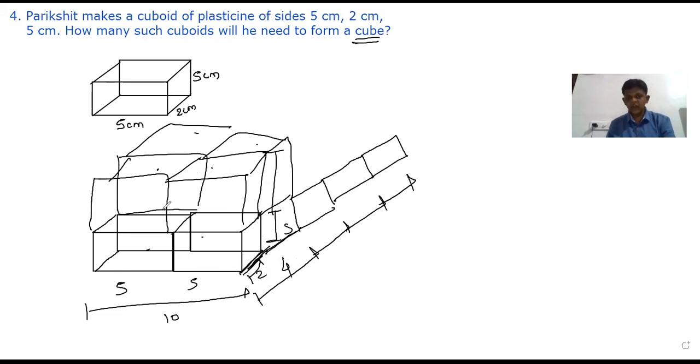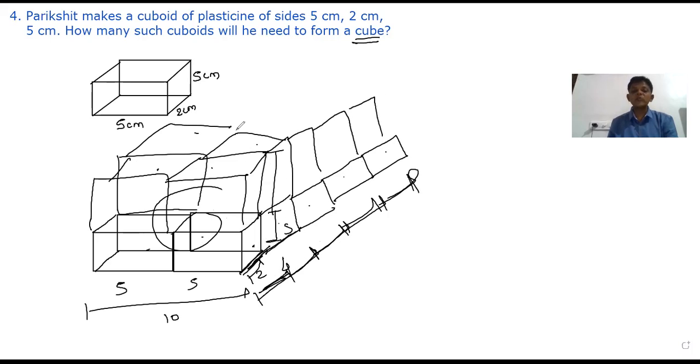So this is one layer of 4. Then this another 4. So see, 2, 4, 6, 8, 10. And in this one, there are 4. So 4, 8, 12, 16, and 20. It means practically 20 cuboids when I place together like this.